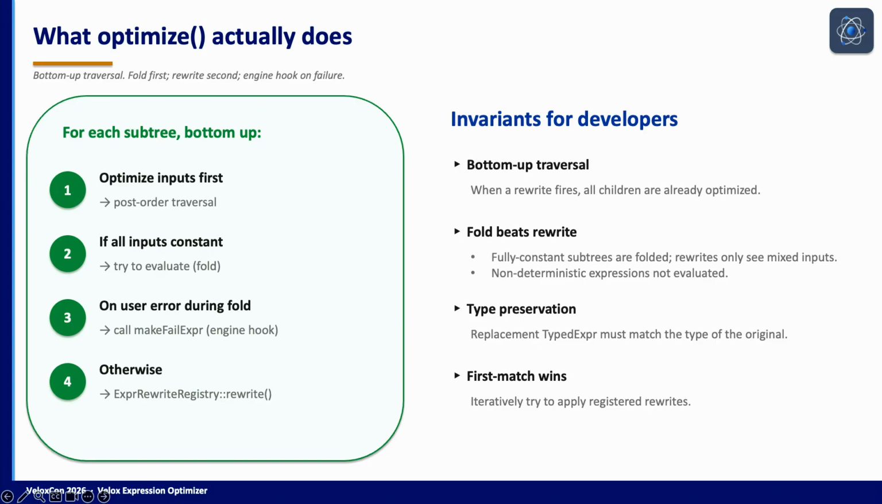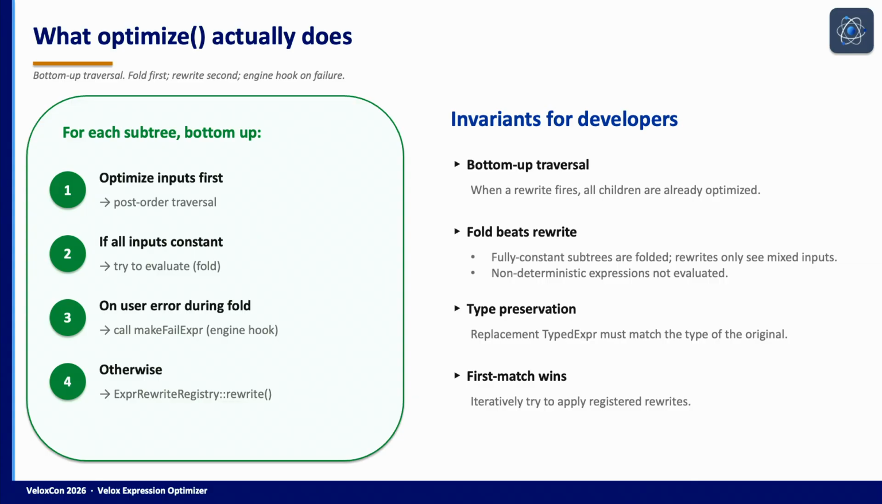What happens if constant folding fails for any subtree with a user-level error? Say your expression contains a trivial error like divide by 0. The optimizer allows you to catch such errors and inject a custom error handling policy through the make fail expression parameter that we looked at before. Essentially, this gives you a practical mechanism to preserve the expression type and semantics in the face of failures. And all of this happens without blocking optimization of the rest of your expression tree.